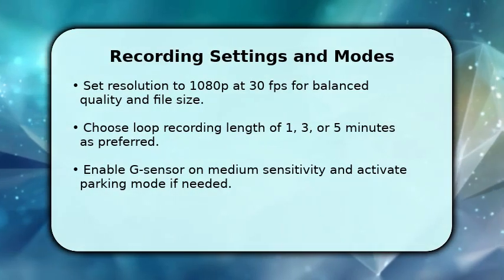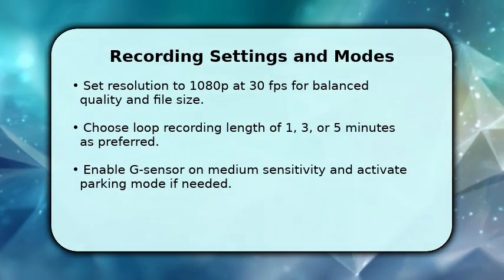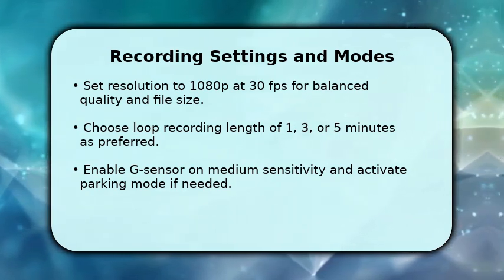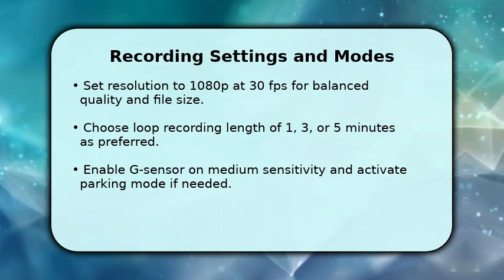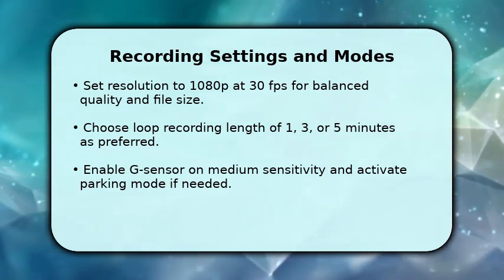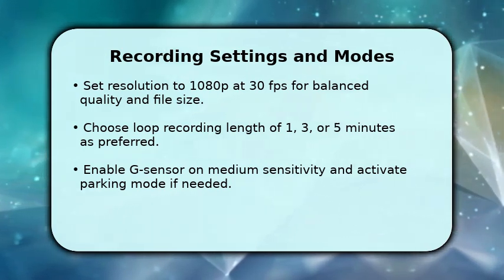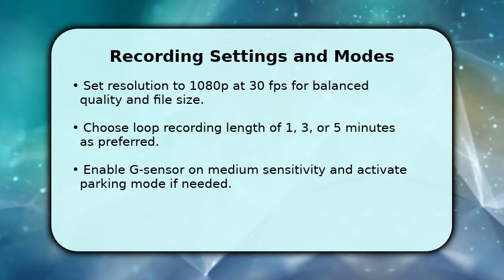Access the settings to set video resolution to 1080p at 30 frames per second for balanced quality. Select loop recording and choose 1, 3, or 5-minute segments to control file sizes. Turn on the G-sensor and set sensitivity to medium to lock files on impact.